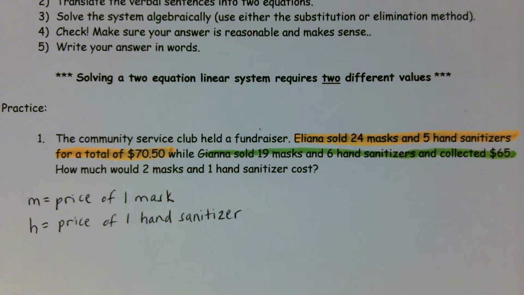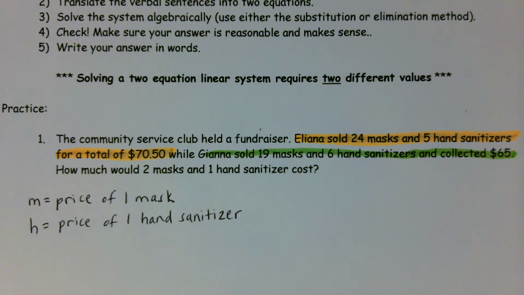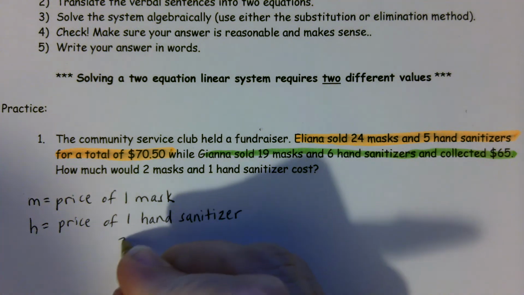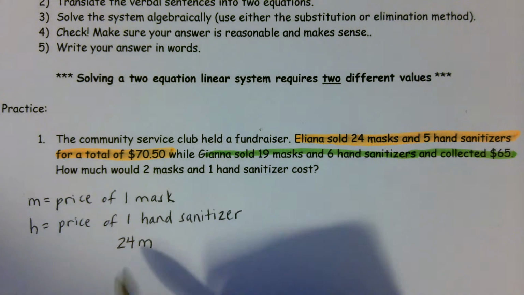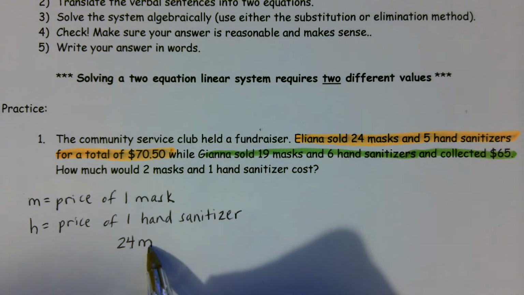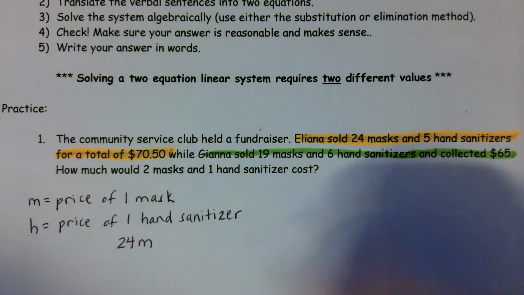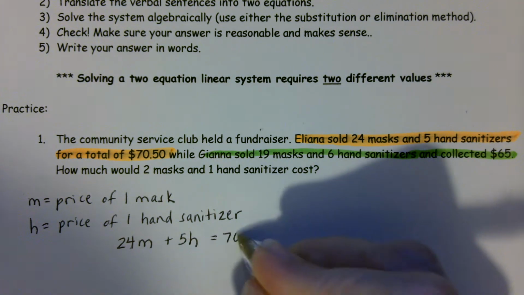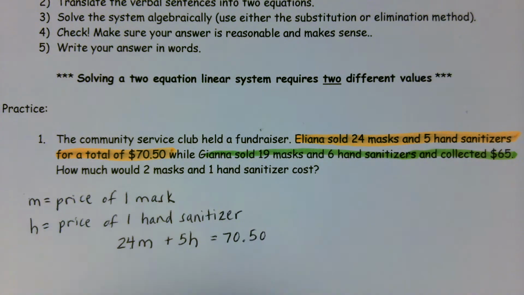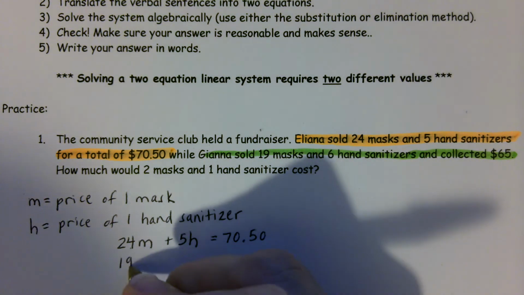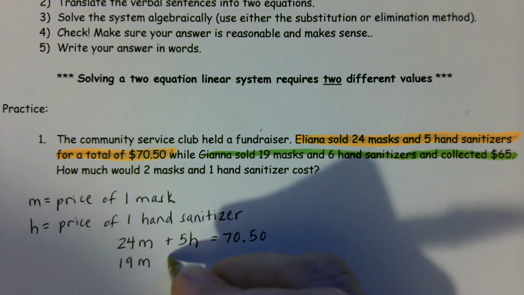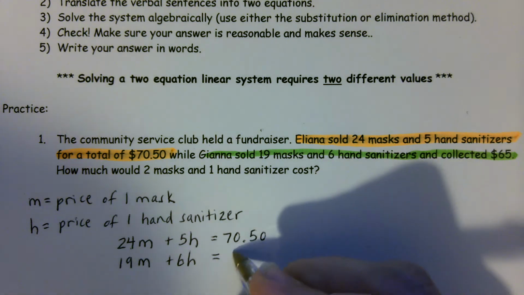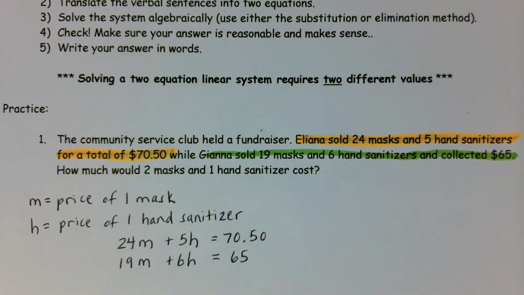All right, let's translate this information into two equations. Eliana sold 24 masks, so that's 24M. How many masks she sold times the price of one, plus 5 hand sanitizers for a total of $70.50. Gianna sold 19 masks and 6 hand sanitizers for a total of $65.